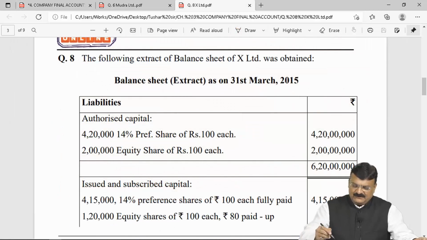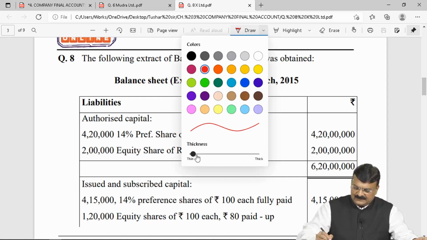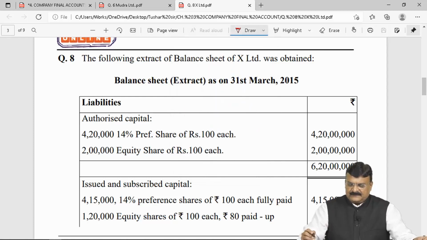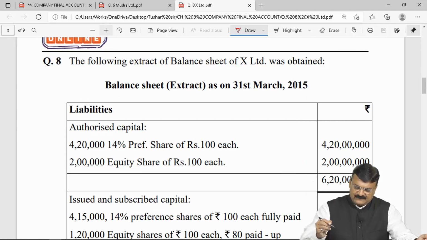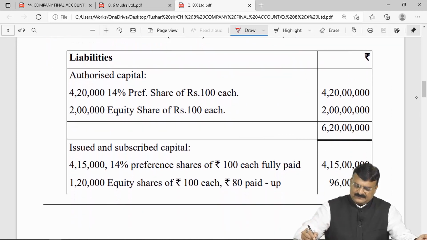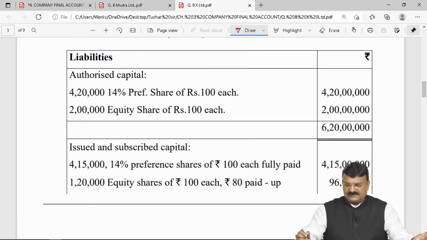Balance sheet. Following is the extract of the balance sheet of X Limited, as on 31st March 15. Liabilities: you have authorized capital, 4,20,000 14% preference shares of 100 each, which is 4 crore 20 lakhs, and 2 lakh equity shares of 100 each, which is 2 crores. That's the authorized capital, not useful to us.